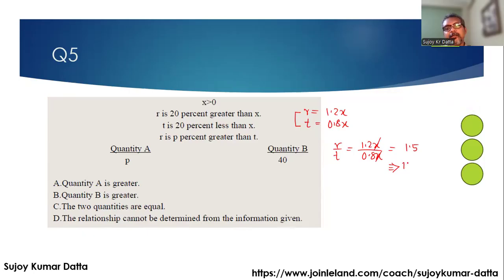Meaning 150% means R is 50% greater than T. So P's value is 50. So 50 is greater than 40. So quantity A is bigger. That's our answer.